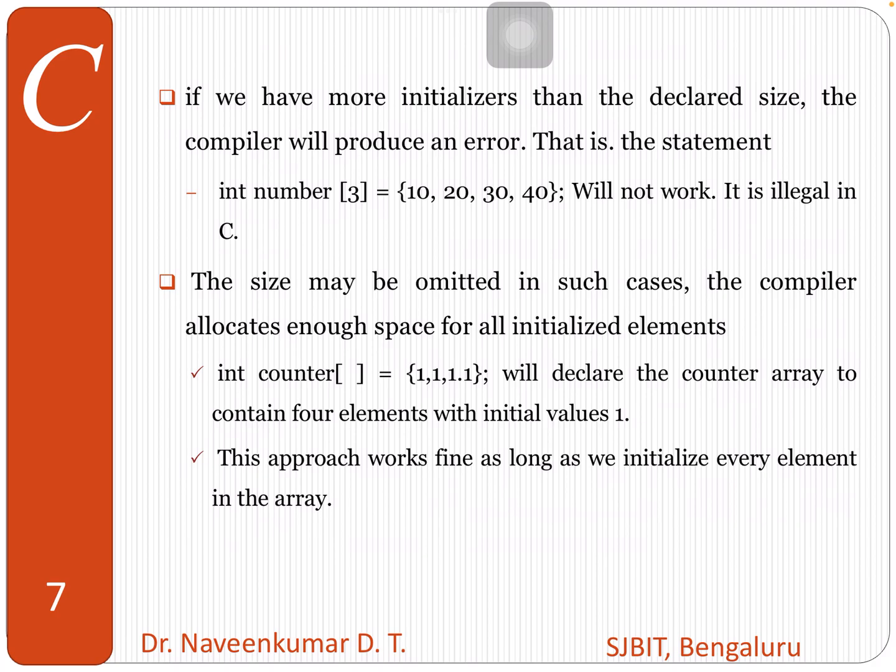Next, if we have more initializers than the declared size, the compiler will produce an error. For example, if the size of the array is 3 and we enter more elements, then the compiler will give an error. Again, the size may be omitted. In such cases, the compiler allocates enough space for all the initialized elements, just like we discussed previously: when you omit the size, the compiler will automatically allocate space depending on the number of elements. Right? This is called compile time initialization of an array.